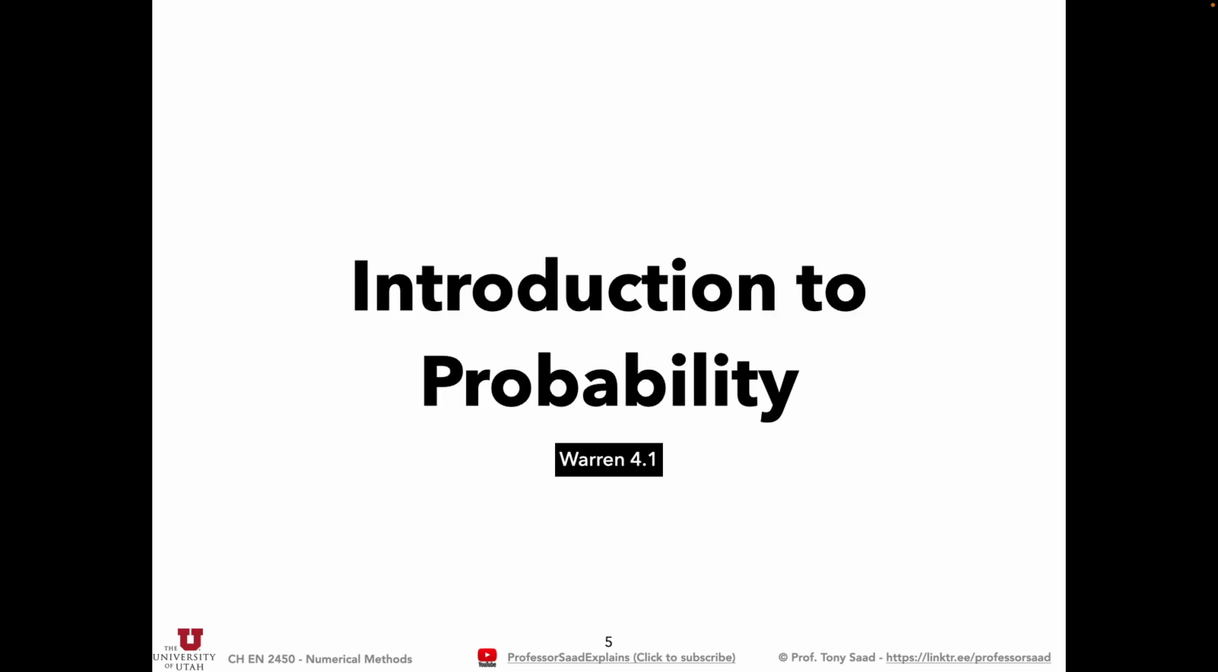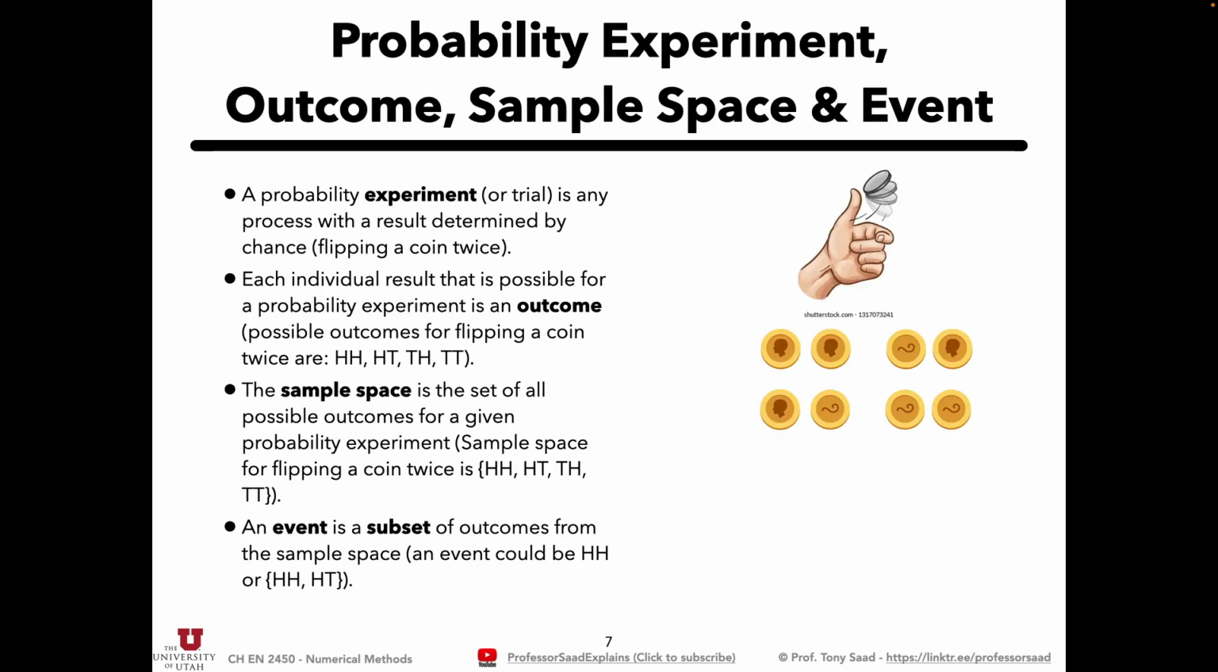All right, we'll start with the introduction, and we'll start with some definitions. A probability experiment or trial. So this is an experiment or trial. Remember when we said in statistics, when you do an experiment, go and start sampling people and asking questions, etc. This is connected to that. A probability experiment is any process with a result determined by chance.